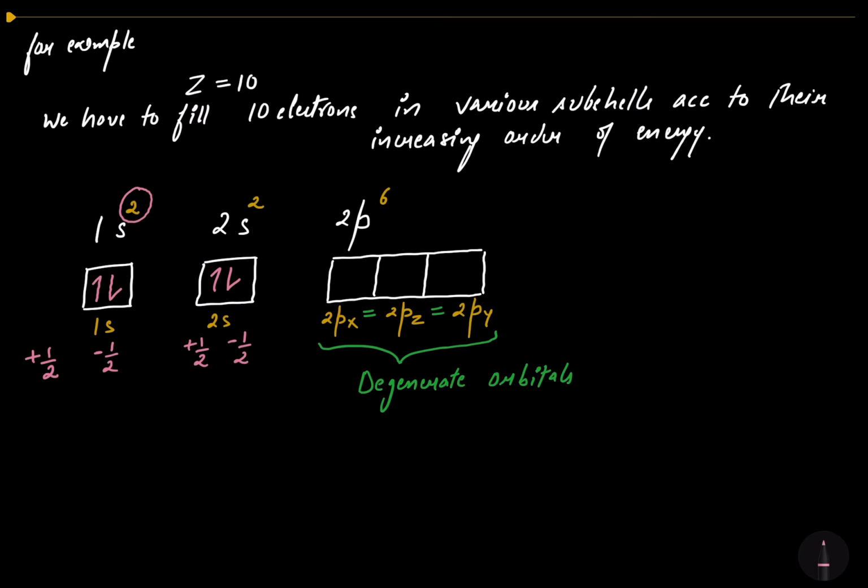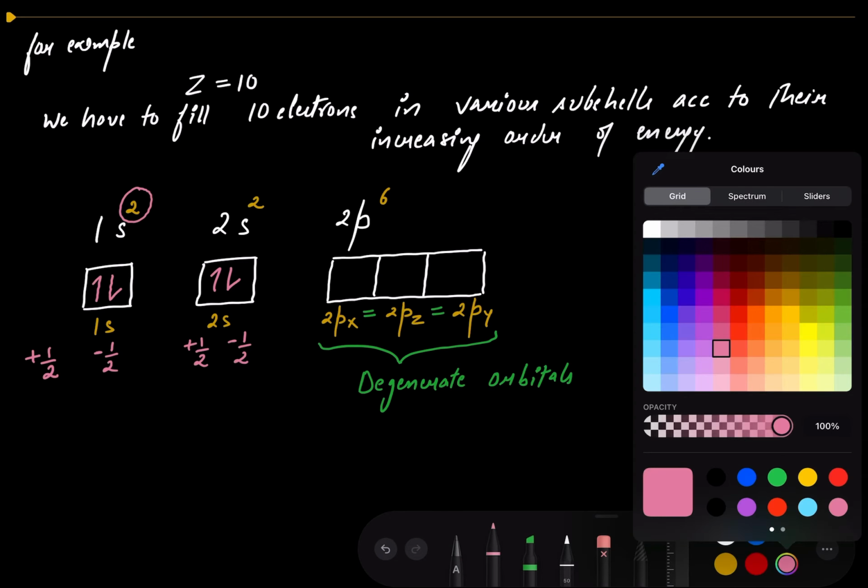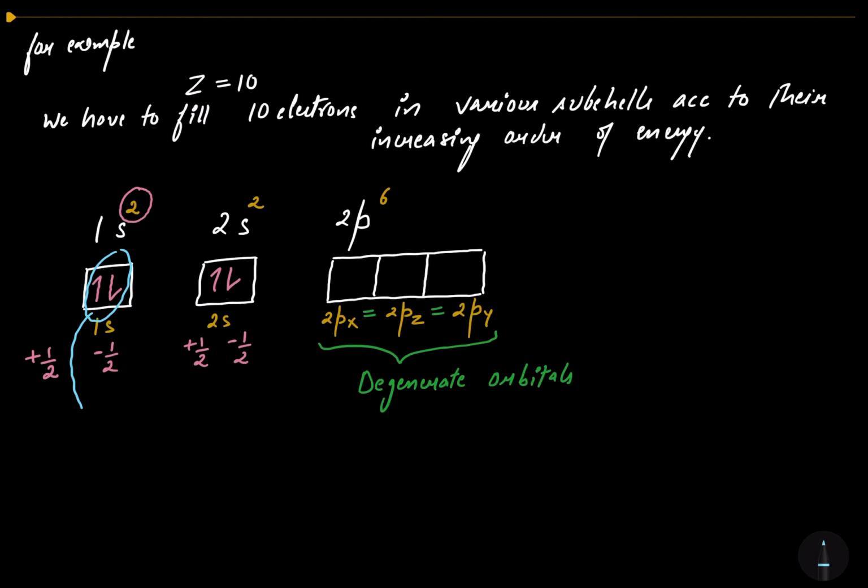Let me talk about the word pair. Here, let me take a different color. Both electrons with the opposite spins will be called a pair of electrons. This is also a pair of electrons with the opposite spin. But in case of degenerate orbitals, what will happen?